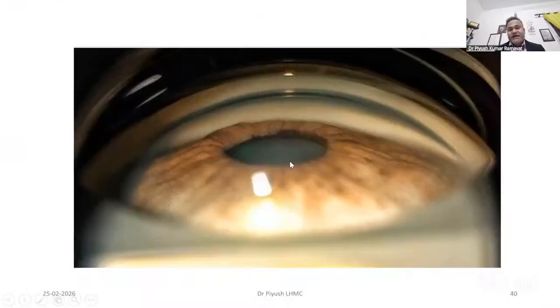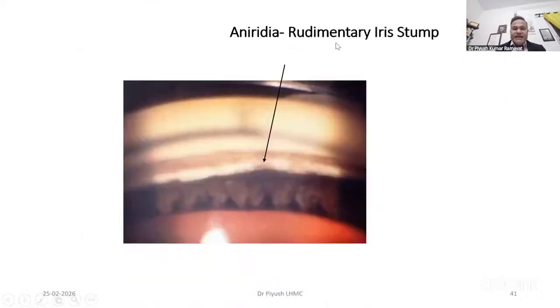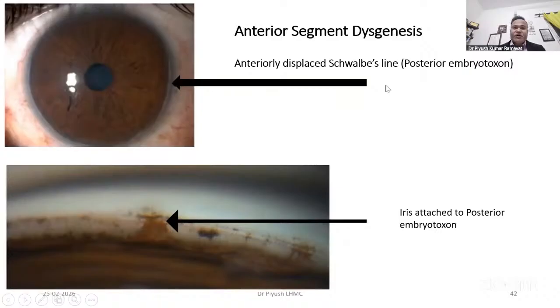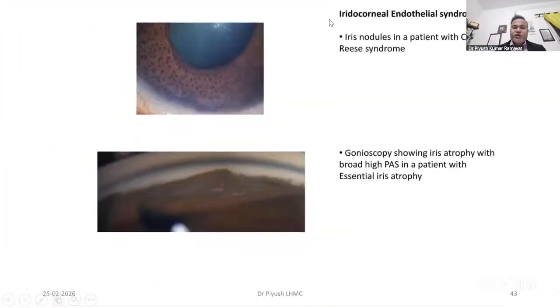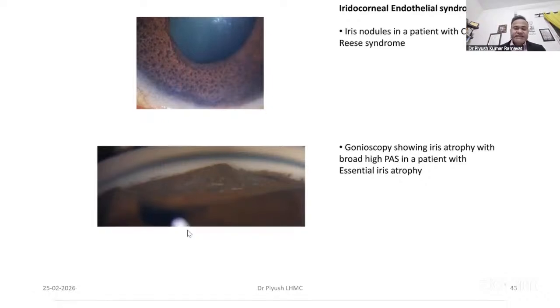And this is important. In case of a thickened anteriorly placed lens, you will have a pupillary block mechanism and a volcano-like appearance. So this is known as Mount Fuji sign. Thickened anteriorly placed lens, Mount Fuji sign. Aniridia, you will get a rudimentary iris stump. In Axenfeld-Rieger syndrome, there will be an anteriorly displaced Schwalbe's line with iris synechiae attached to it. In iridocorneal endothelial syndrome, iris nodules will be seen in Cogan-Reese syndrome, and broad high peripheral anterior synechiae in case of essential iris atrophy. Along with the broad synechiae, there will be iris atrophy in essential iris atrophy.